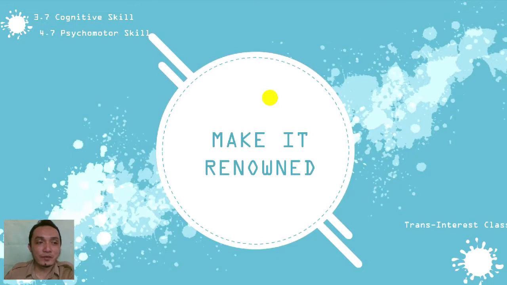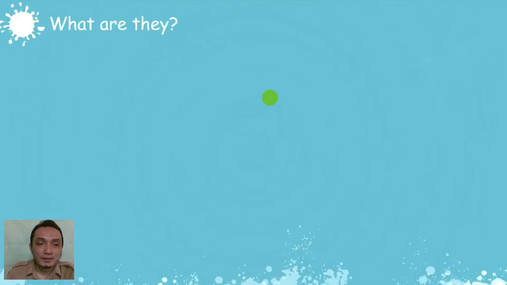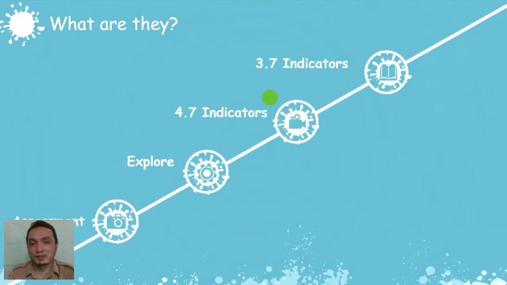Well, let's see here. There is 3.7 in cognitive skill and also 4.7 in the basic contents of psychomotor skill. And this lesson is for 11th grade. So students, to help you understand the lessons better, let me start the lesson today. You can guess what the lesson is, and we start from the points that we should discuss first before we go to the lessons.